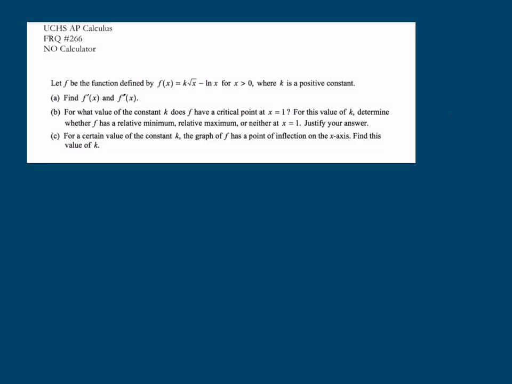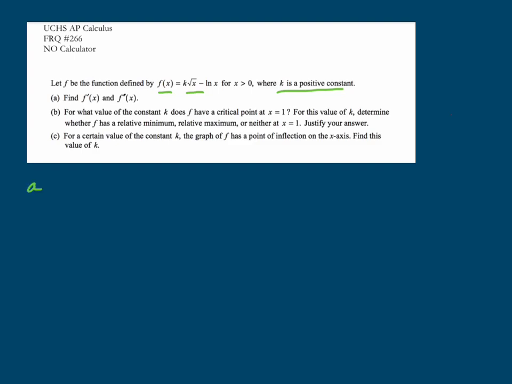We're on FRQ 266. This is interesting. It's got a function, f of x, with a k in it, where k is just a positive constant. And the first thing it wants is the first and second derivative. So we're just going to make sure we can do that.